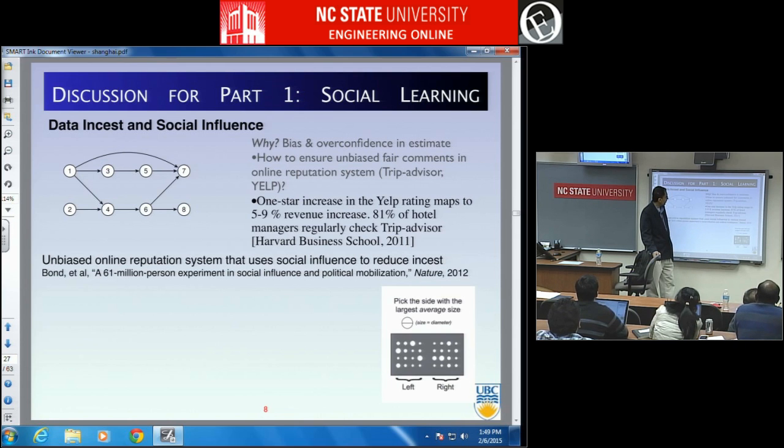So there's a lot of work being done in this area, and actually this is, from a monetary point of view, really important because it's been noticed that a 1-star increase in Yelp rating maps to about 5 to 10% revenue increase. So these are actually a big deal in most systems. So the question is, how do you build an unbiased online reputation system? And this can be done. I won't go into the details here. I just want to make a couple of remarks before I jump out of this slide.